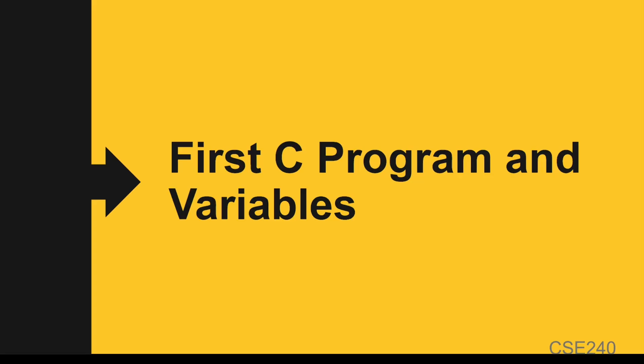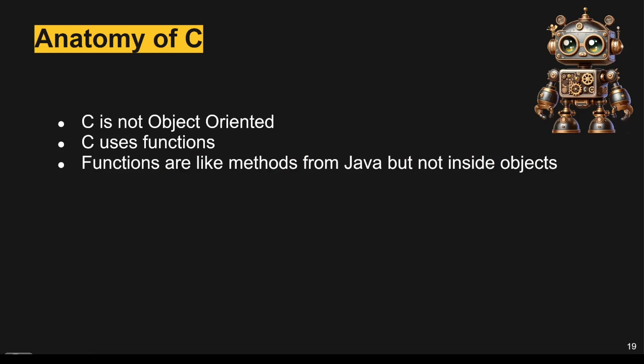Greetings, coders. In this video, we are going to look at how to write our first C program and how to declare and define variables. So C is not object-oriented. It uses functions. They're similar to methods from Java. They're just not inside of objects.